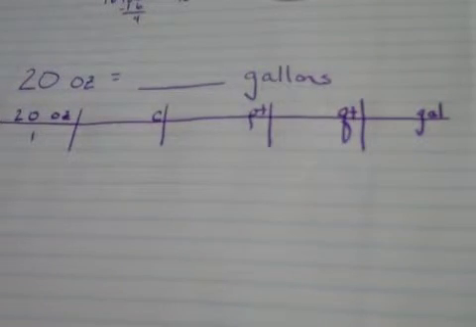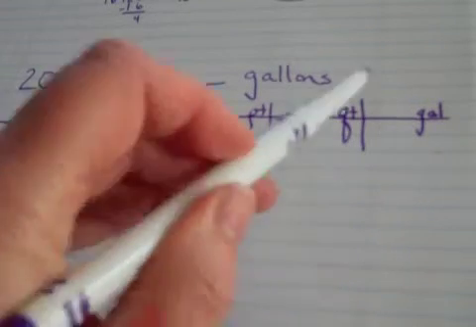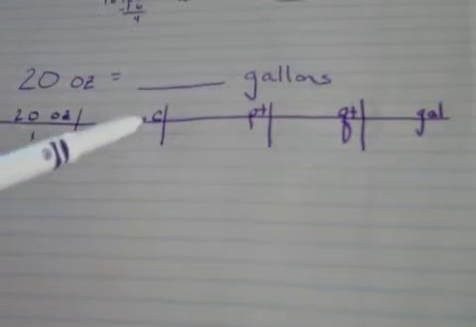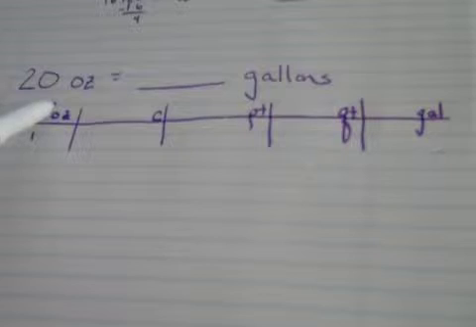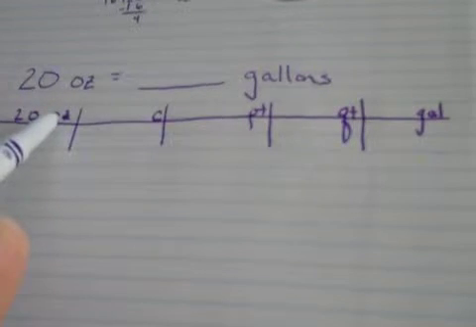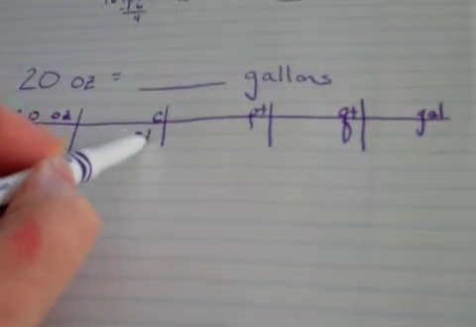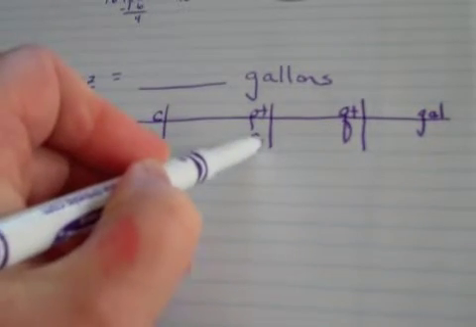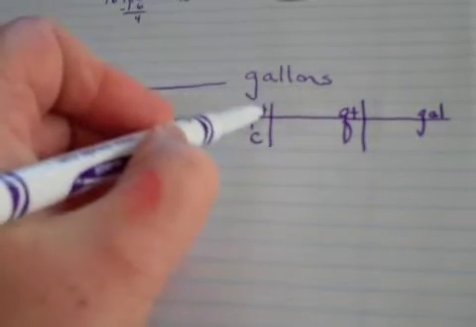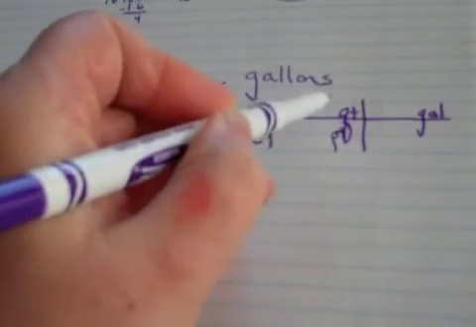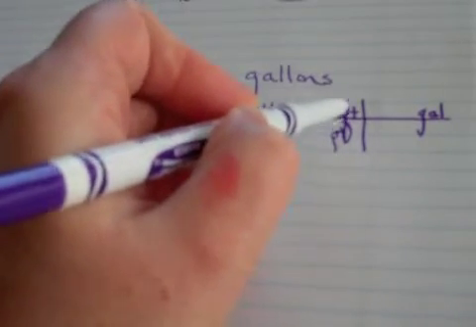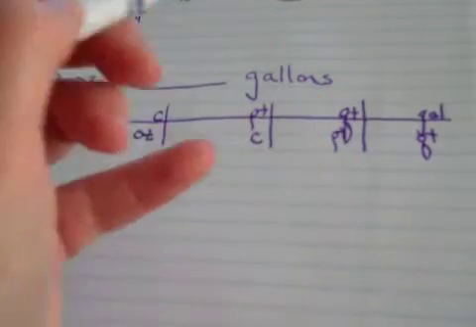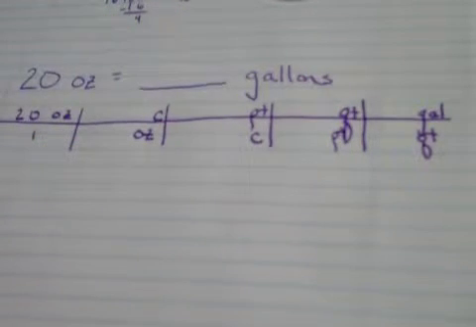Now that'll take care of putting all my labels in the top portion of my factor label setup. But now I have to figure out what goes down below. Remember again, the idea is I want to be able to cross-cancel all of my labels. Because ounces is up here, it drops down below cups. Because cups is up here, it drops down below the pints. Because pints is up here, it drops down below the quarts. And finally, because quarts is up here, it drops down below the gallons.